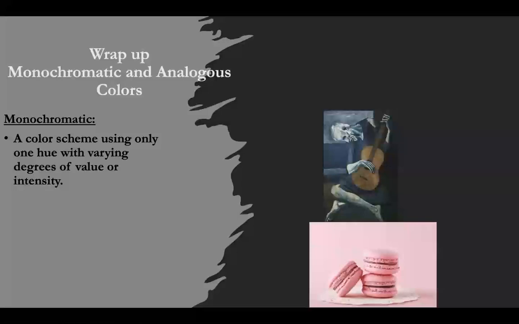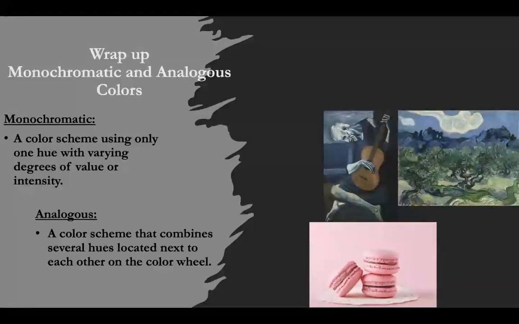And then for analogous, we would have a painting from Van Gogh, this is the Olive Tree. We see tons of blues, a lot of greens, and a lot of yellows thrown into there. The greens for the trees, and then the back of the trees would be the skies, which are lighter blues, darker blues, and yellows are incorporated throughout this painting.